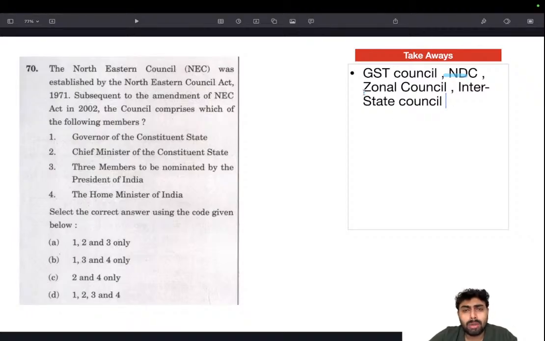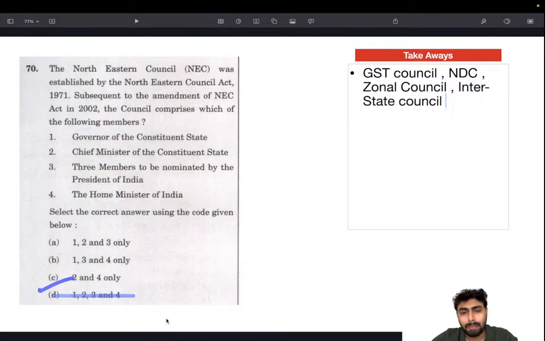Zonal Council, we know that there is the North, East, West, South and Central Council. This Northeastern Council, if I think correctly, was initially a part of this, and later it was separated into a dedicated council. That's the only knowledge I had. I didn't have particular knowledge about the Northeastern Council. This is where my logic went wrong, because in the Zonal Council the Home Minister is the chairperson. So I assumed that the Northeastern Council will have the Home Minister as its chairman. So obviously it comprises which of the following members. I thought the Home Minister was there, so I just took the answer, and the rest of the things made sense, and I chose this one.